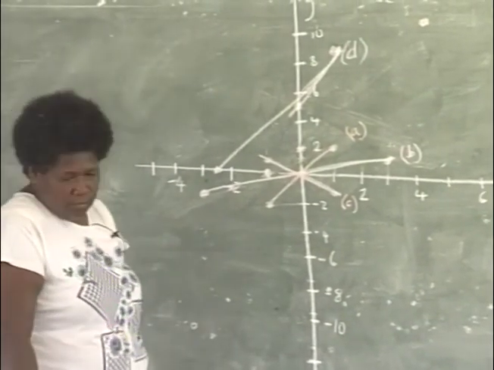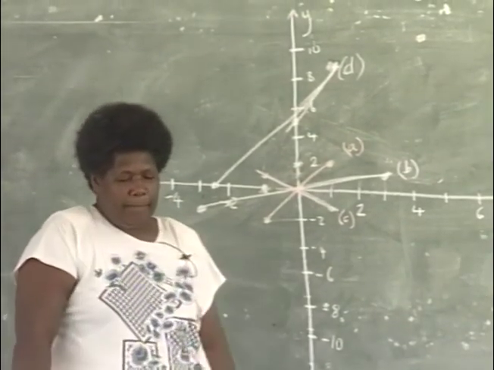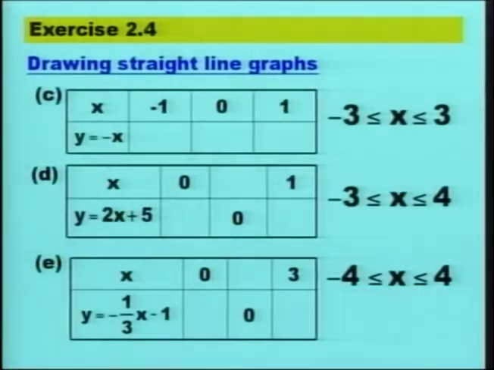Okay. So, well done. For letter E, when x is 0, y is -1, and when y is 0, x is supposed to be, is it -3? Okay, and when x is 3, y is -2. That's for letter E. Okay, if you've got those 3 points correct, you should be able to draw the line correctly as well.